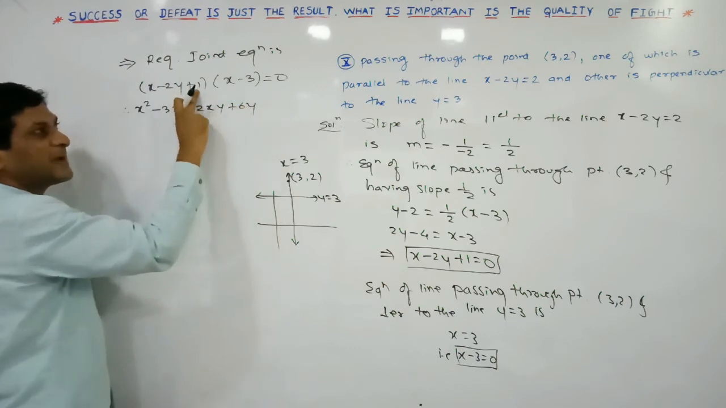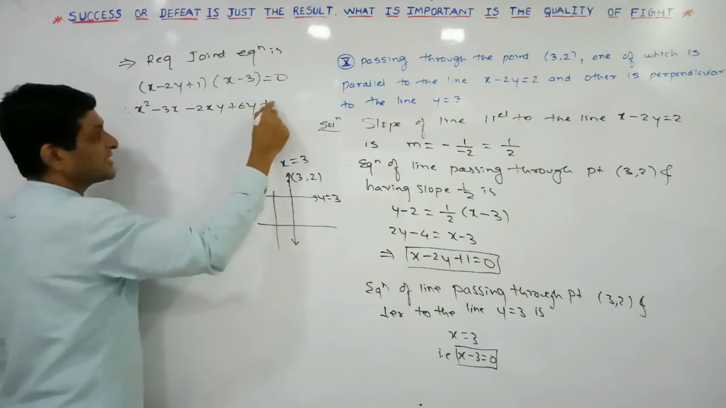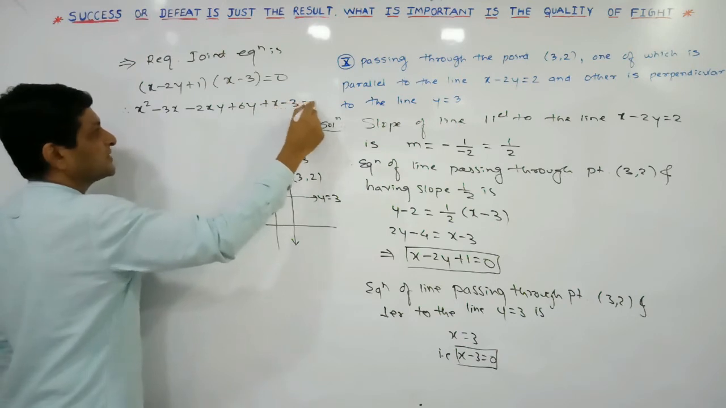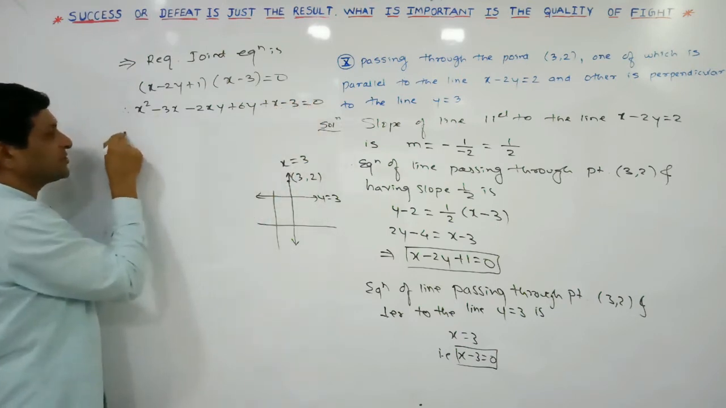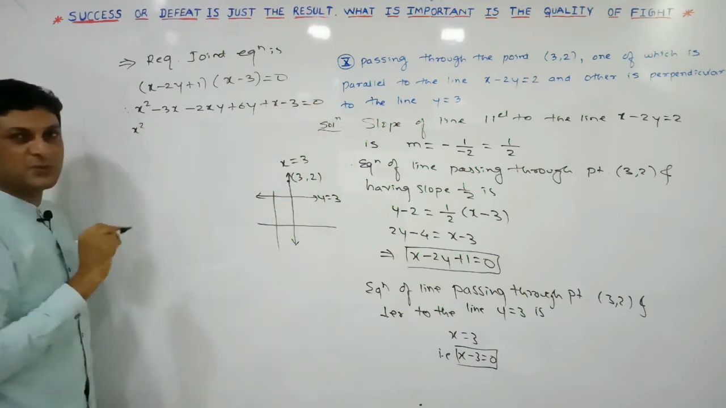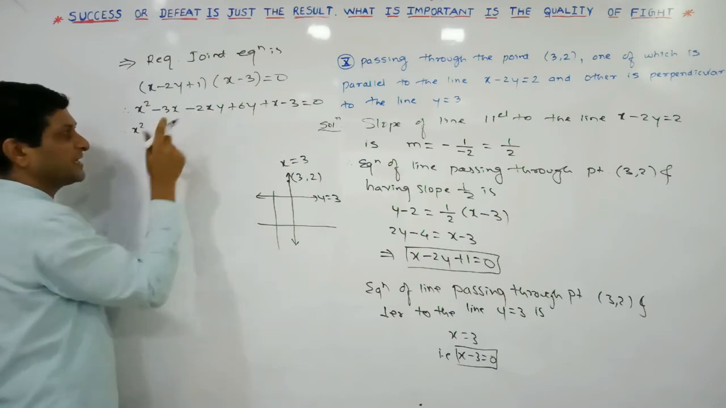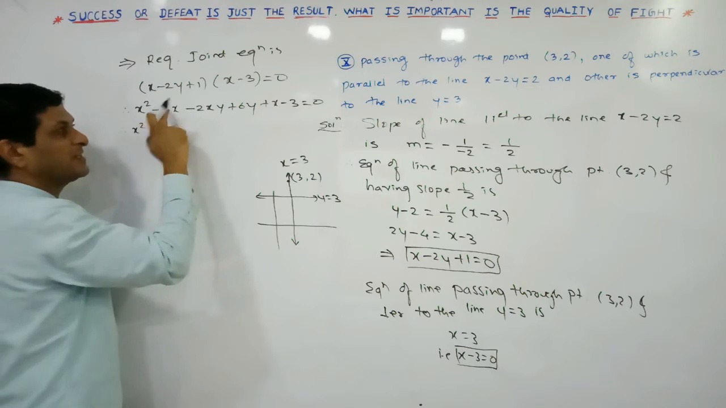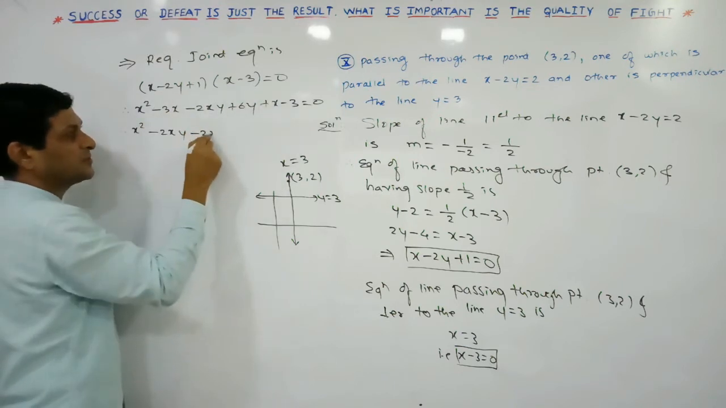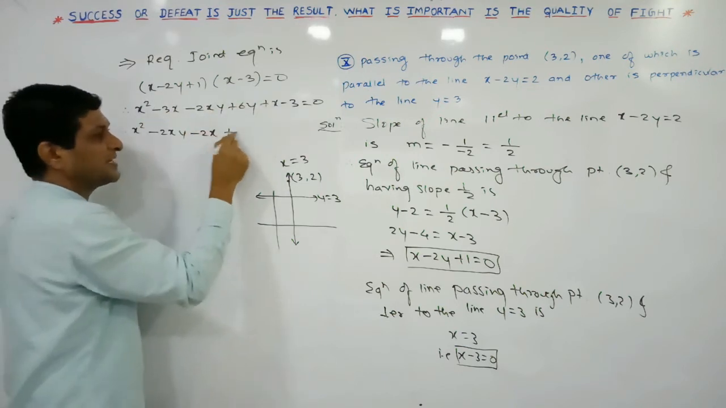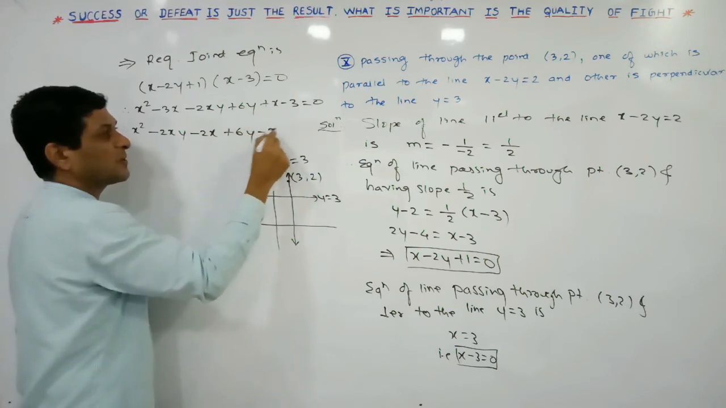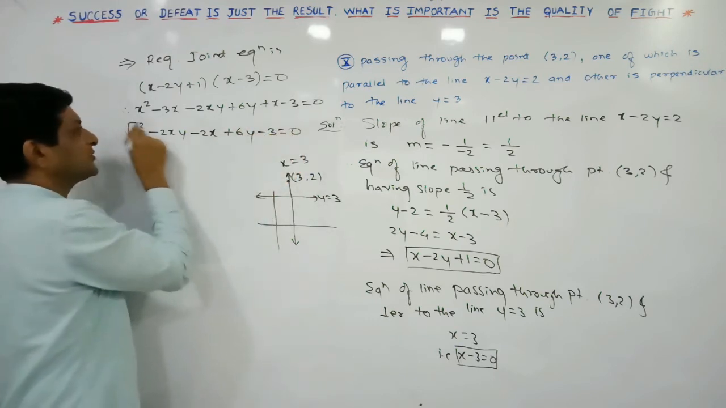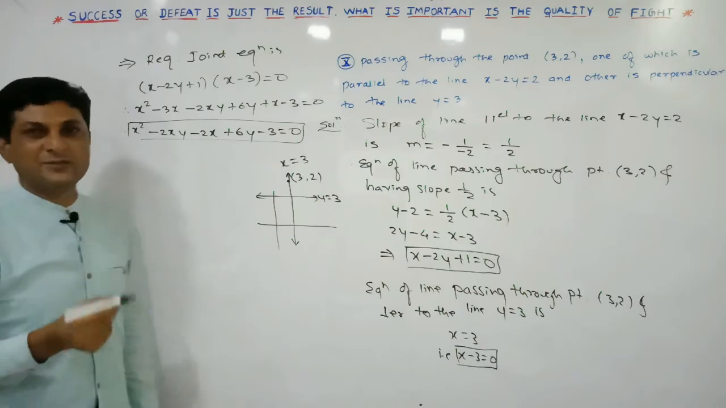Then multiply by 1 to both the terms. 1 into x is x and 1 into minus 3 is minus 3, is equal to 0. So this equation can be written as: first write down x square, then write down the term of xy, that is minus 2xy, then collect the terms of x. Minus 3x plus x is minus 2x, then collect the terms of y, that is 6y. Lastly write down the constant term minus 3. In this way we have got our required joint equation.